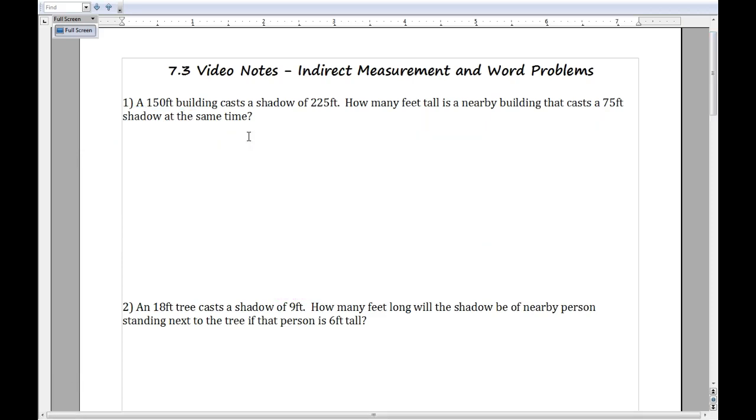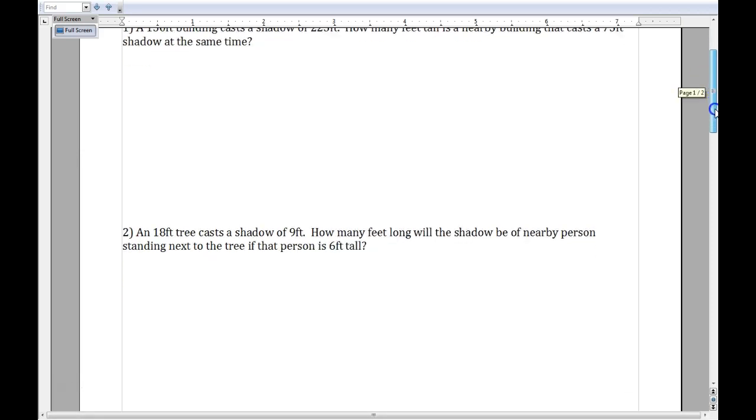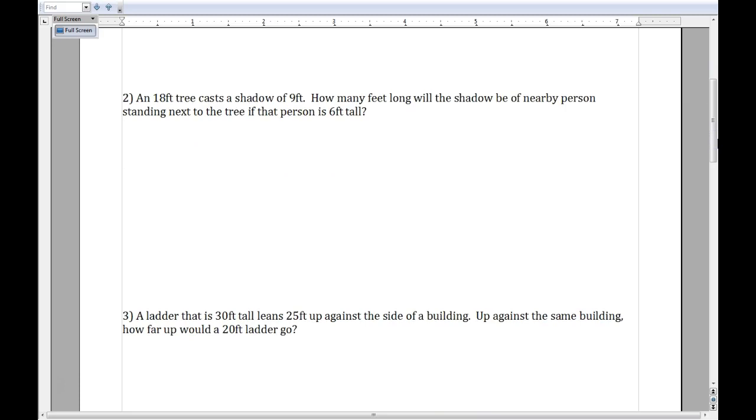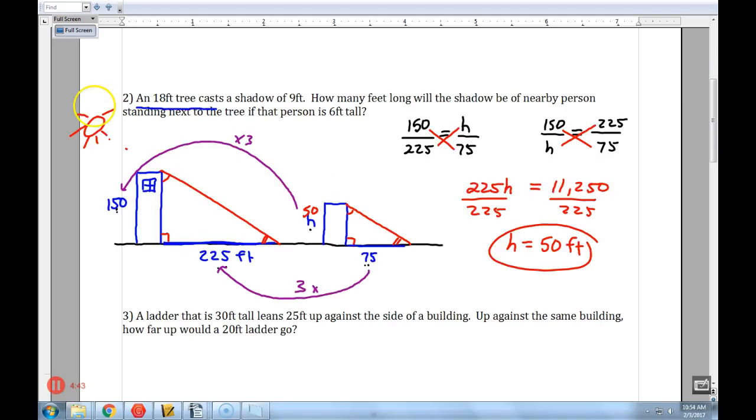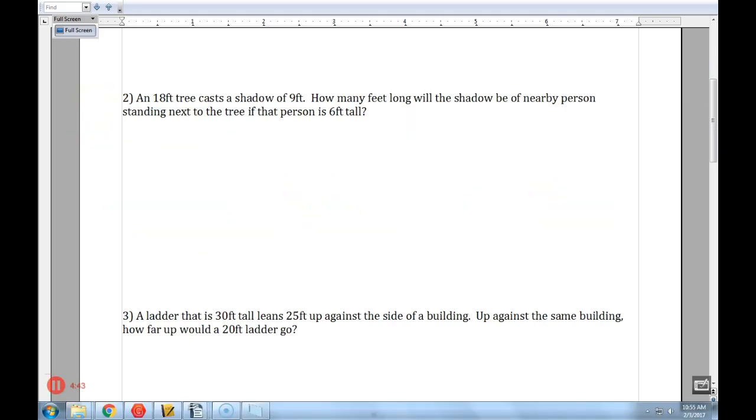So let's move on down to the next problem. An 18-foot tree casts a shadow of 9 feet. Now I notice right away these numbers are pretty nice. So I have a tree that is 18 feet. I have a shadow which is 9. So right away those two numbers jump out at me: I see a 2-to-1 relationship between the height and the shadow. The height is twice as long as the shadow. So I should be able to use that for the next part.